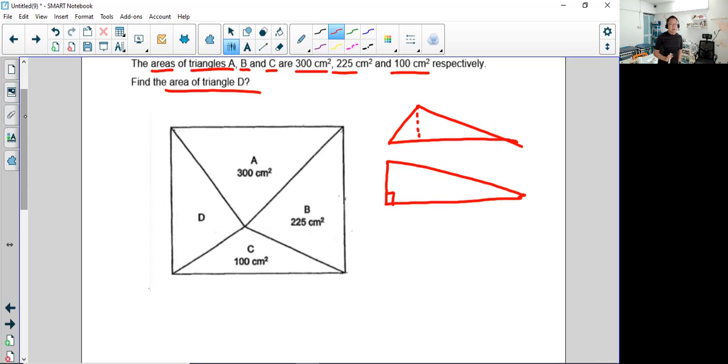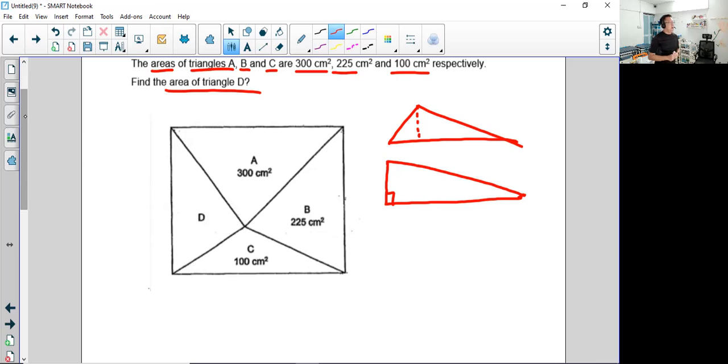And these two triangles look different, but they have the same area. Why do they have the same area? Because they have the same base and the same height, even though they look different. So this is the method to know how to draw a right angle triangle.